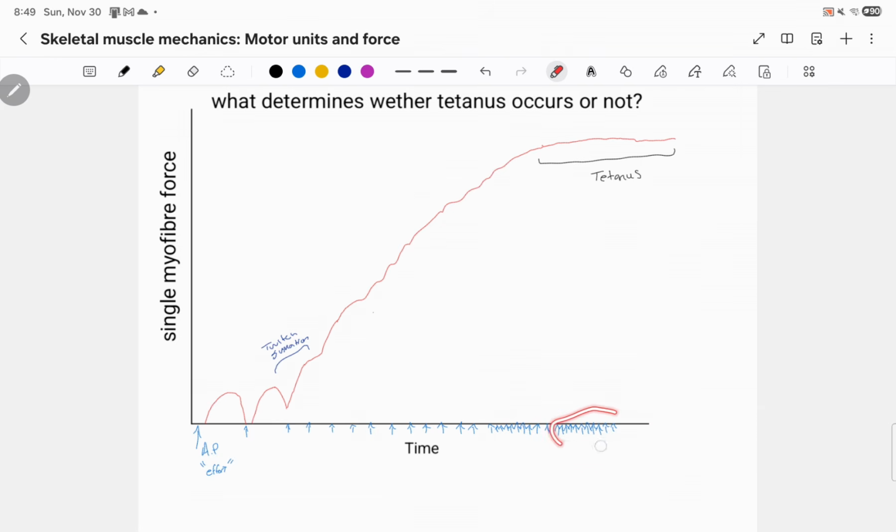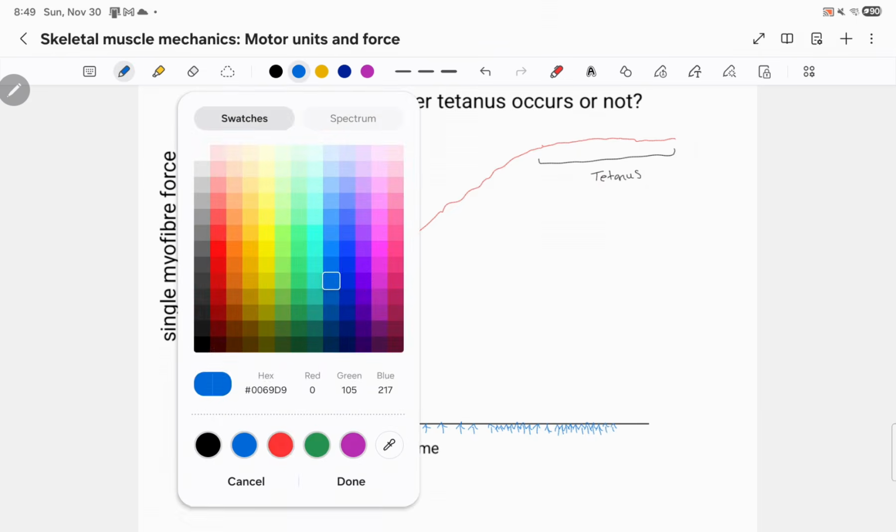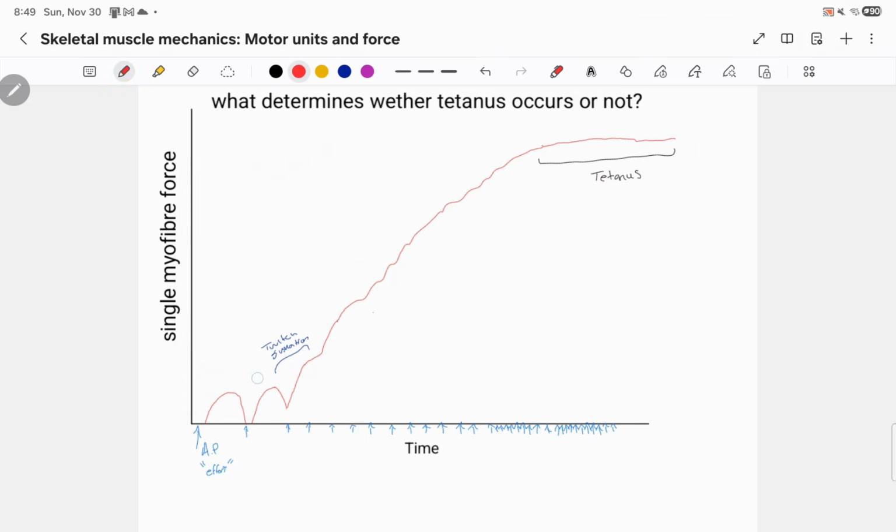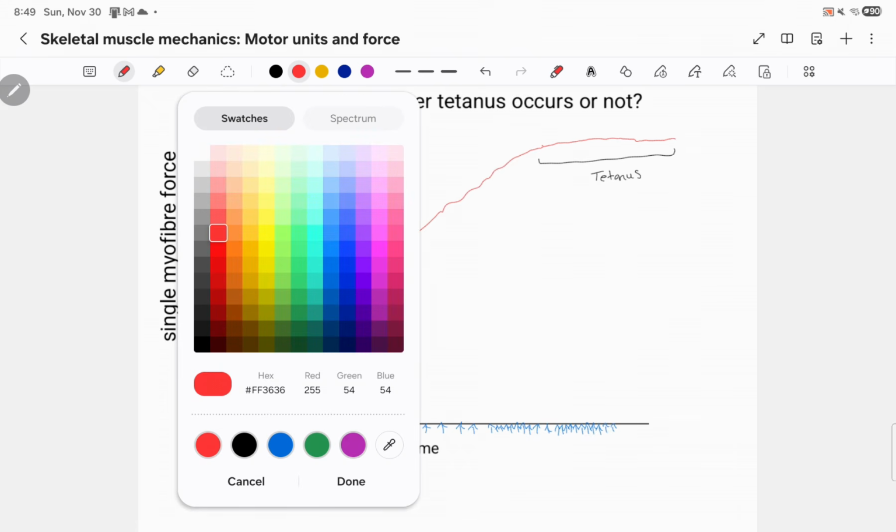Notice the action potential frequency has gone up. The force production hasn't gone up though. Why? Because this is the maximum amount of force this fiber can produce. Now let's do another experiment. Let's say that this example that we just did was actually of a type 1 fiber. Now let's take a look at how a tetanus would look for a type 2 fiber.